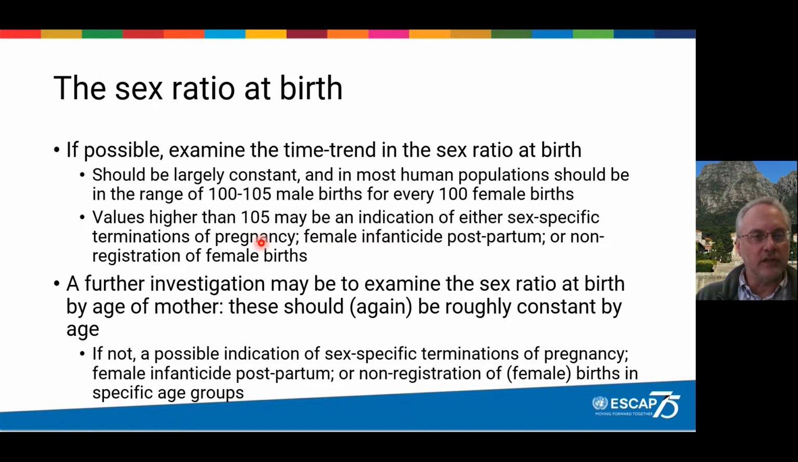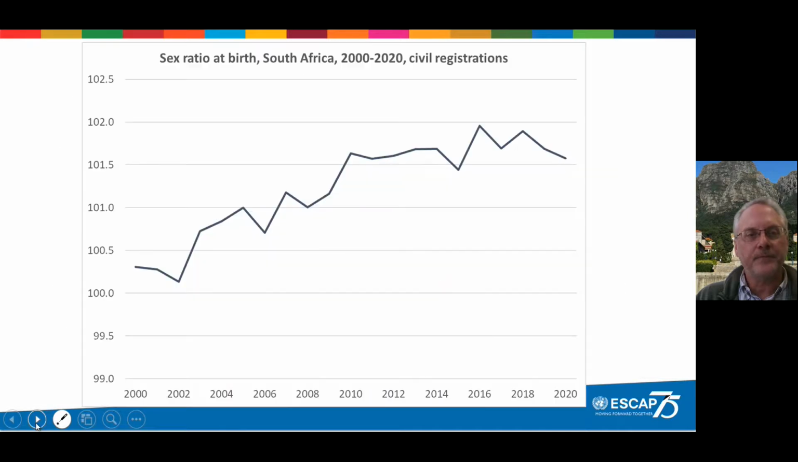A further investigation into the sex ratio at birth may be to examine the sex ratio at birth not only over time, but also by the age of the mother. Because we don't expect the sex ratio at birth to change very much in a given setting over time, these sex ratios should be roughly constant by the age of the mother. And again, if they're not, it might be a possible indication of sex-specific termination of pregnancy, female infanticide postpartum, or the non-registration of female births amongst women of particular age groups.